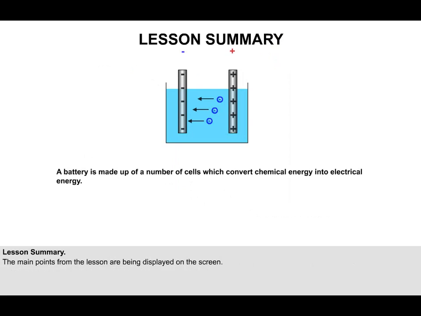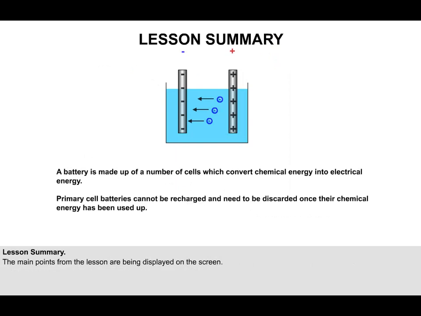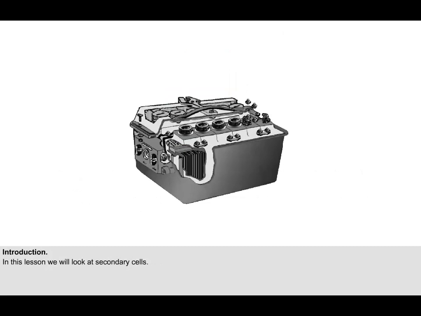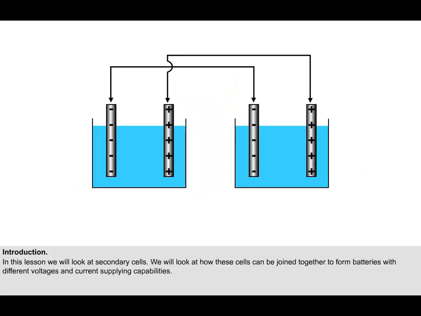You now know that a battery is made up of a number of cells, which convert chemical energy into electrical energy. You also know that primary cell batteries cannot be recharged and need to be discarded once their chemical energy has been used up. In this lesson, we will look at secondary cells, which are the type found in aircraft main batteries. We will look at how these cells can be joined together to form batteries with different voltages and current supplying capabilities.